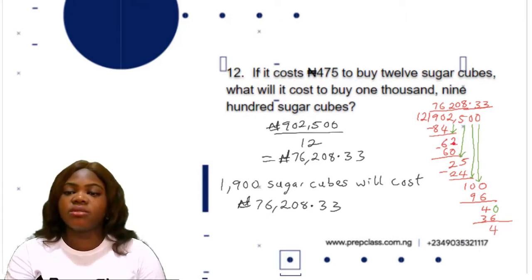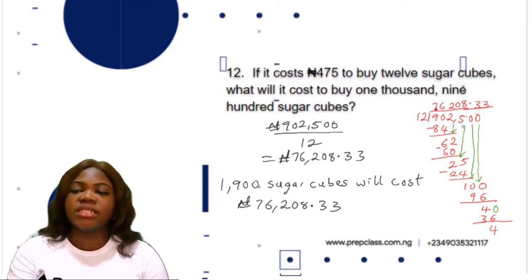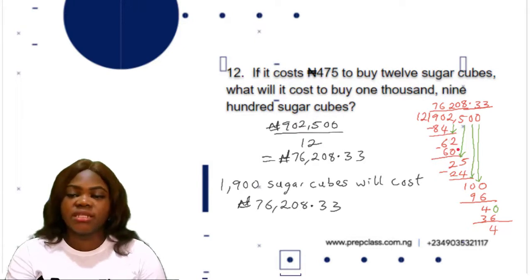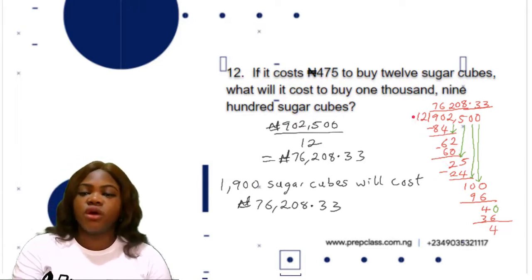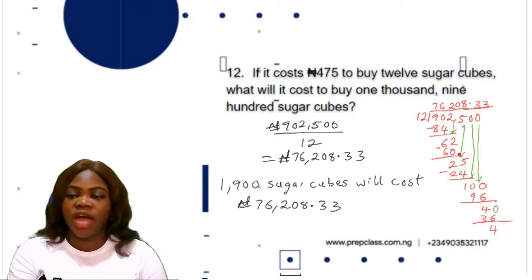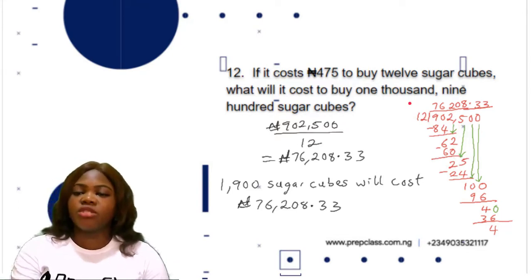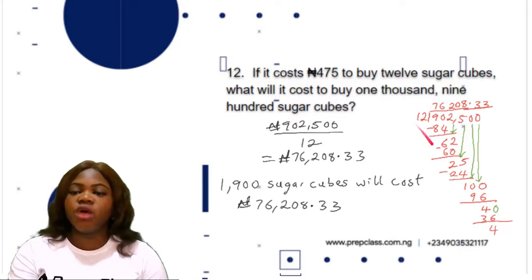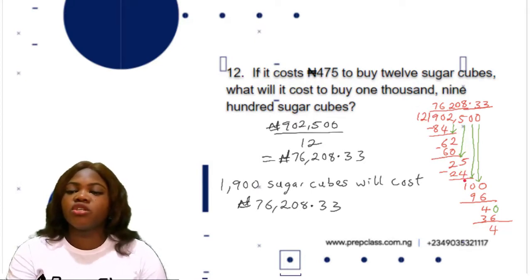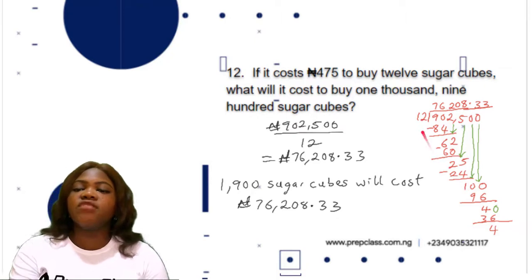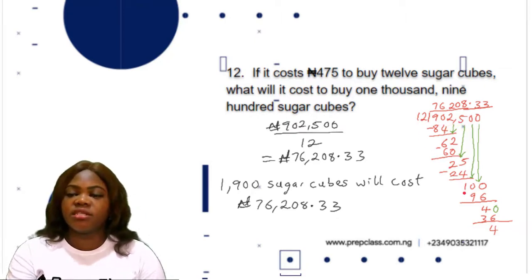So we have 62. 62 divided by 12 is 6. 6 times 12 is 60. 62 minus 60 is 2. 2 is not divisible by 12, so we drop down the next digit, which is 5. So we have 25 now. 25 divided by 12 is 2. 2 times 12 is 24. 25 minus 24 is 1. 1 is not divisible by 12, so we drop down the next digit, which is 0.